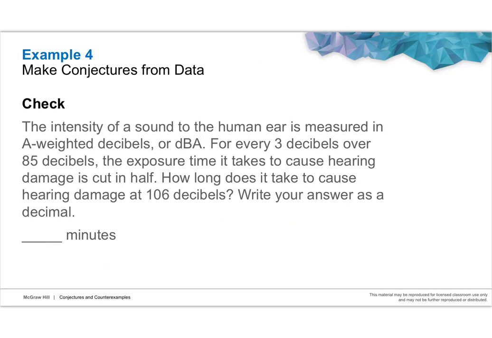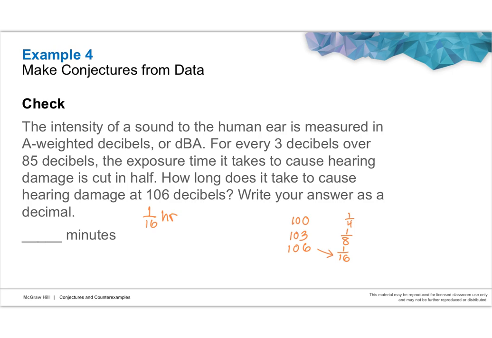Our second check on page 155. Remember where our table left off was at 100 and 1/4. And we need to go forward to 106 decibels. So that's 2 more jumps on the table. Remember, we're taking half the amount of time for each new 3 decibels in loudness. So we have 1/4. Half of that would be 1/8. Half of that again would be 1/16. So my 106 would take 1/16, but that's of an hour.